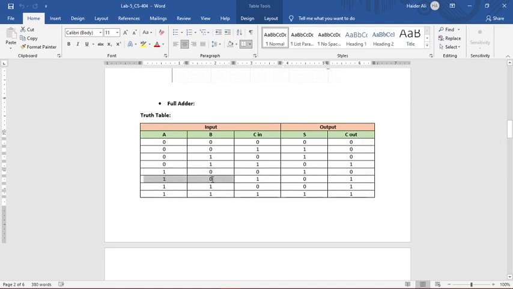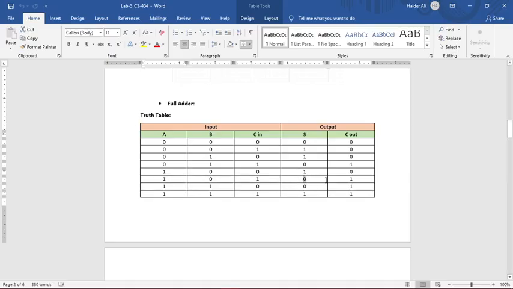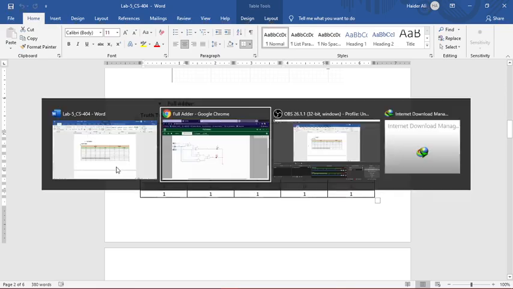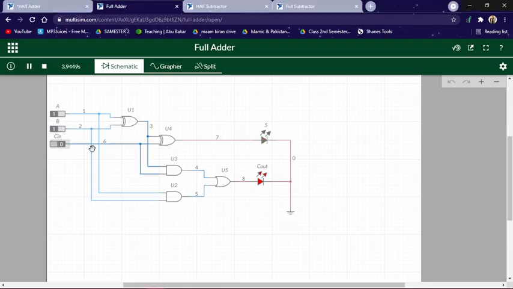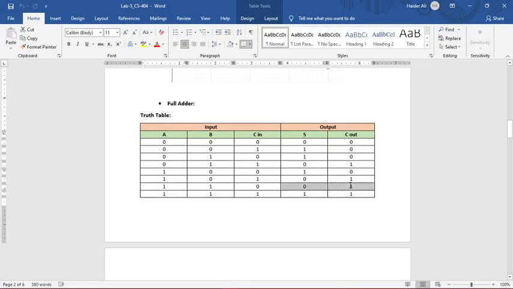When A is 1, B is 0 and C is 1, then carry is 1 and sum is 0. When A and B are 1 and C is 0, then carry is 1 and sum is 0.